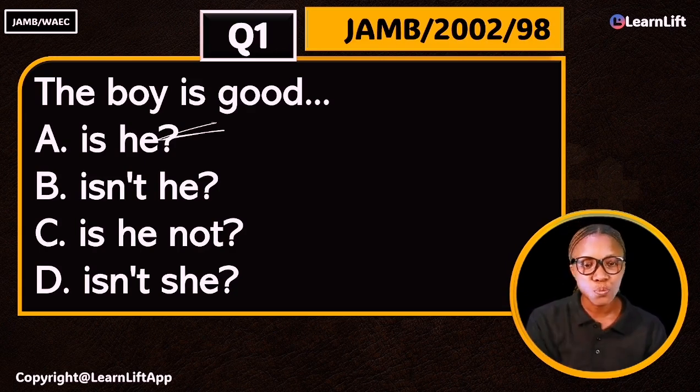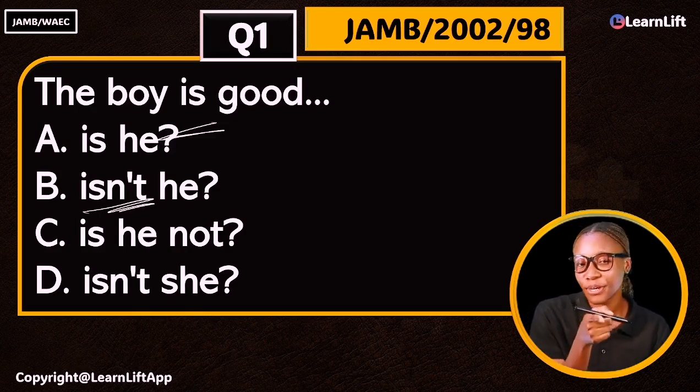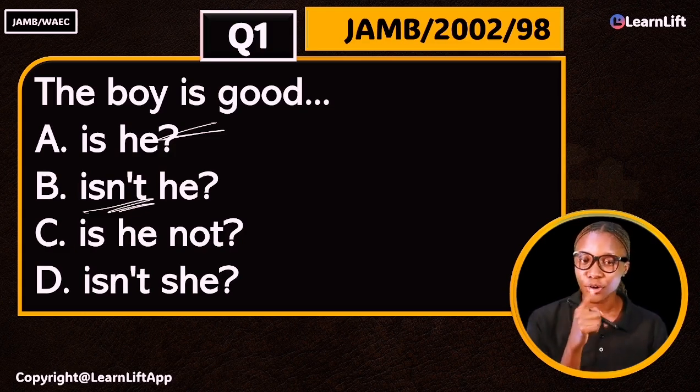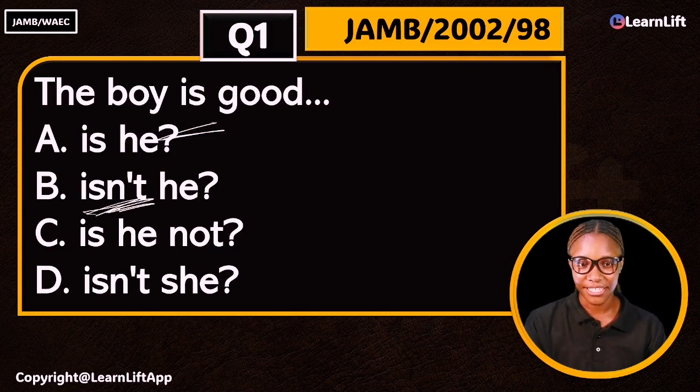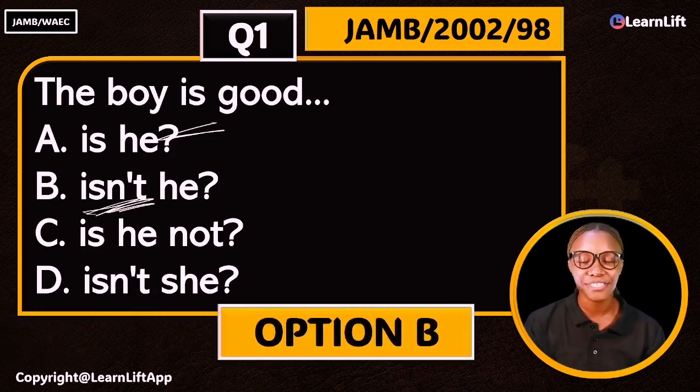Isn't, yes, it's corresponding with the verb used in the positive statement, is and isn't, right? It corresponds, and it's in the negative, right? So we have the verb in the positive statement corresponding with the verb in the question tag. And it's also in the negative, right? The question tag is in the negative because the statement is positive. So once the statement is positive, the question tag should be negative. So yeah, option B is actually our correct answer.